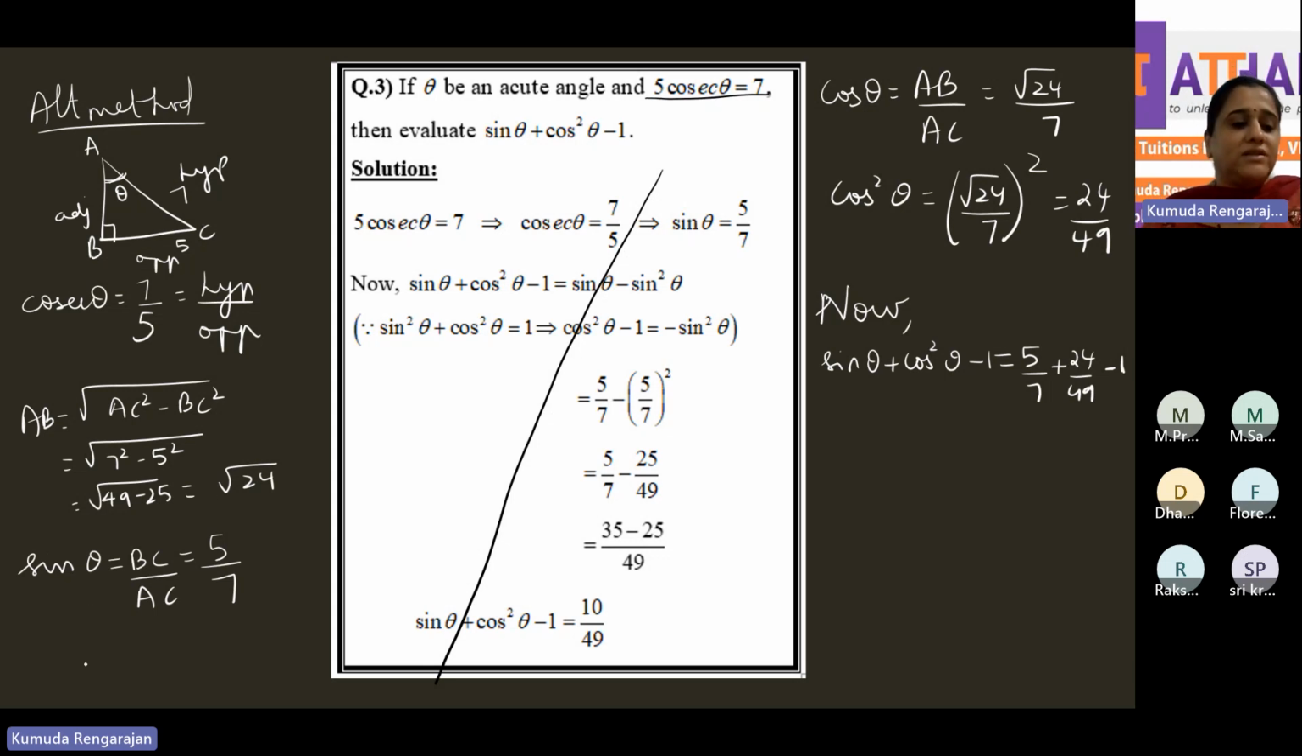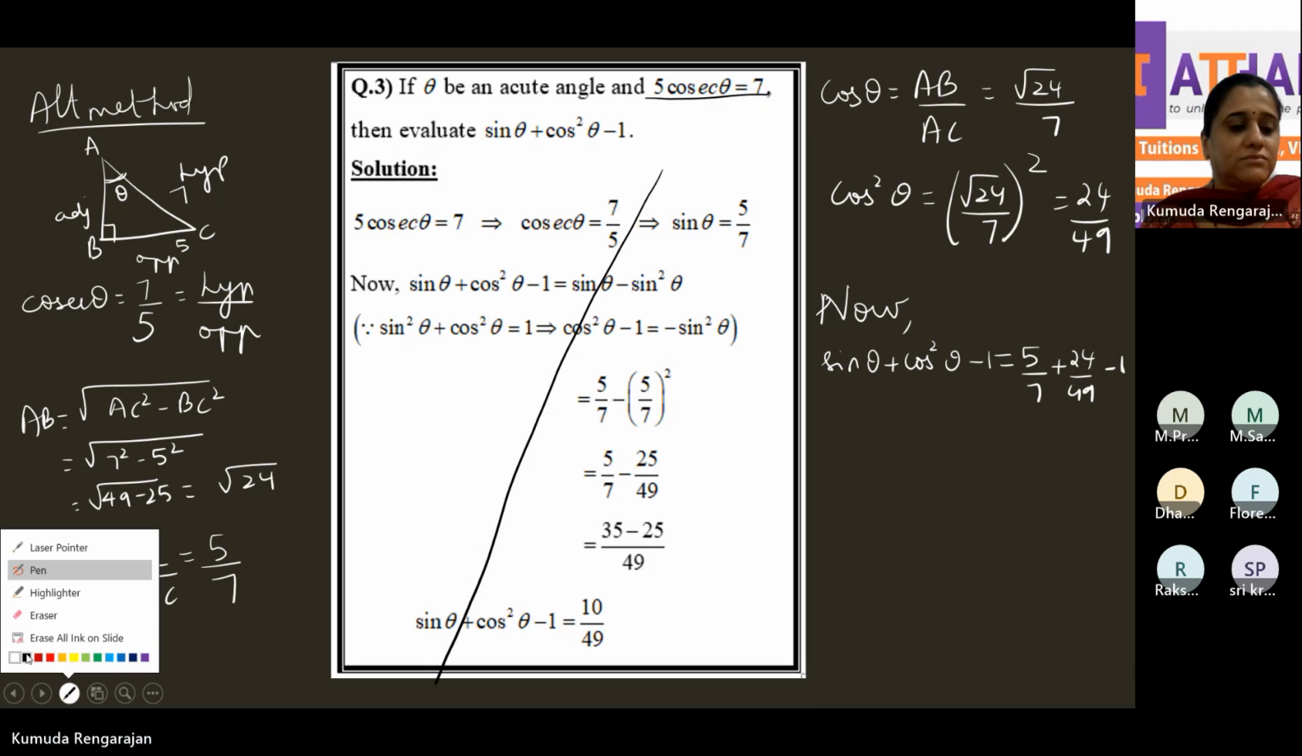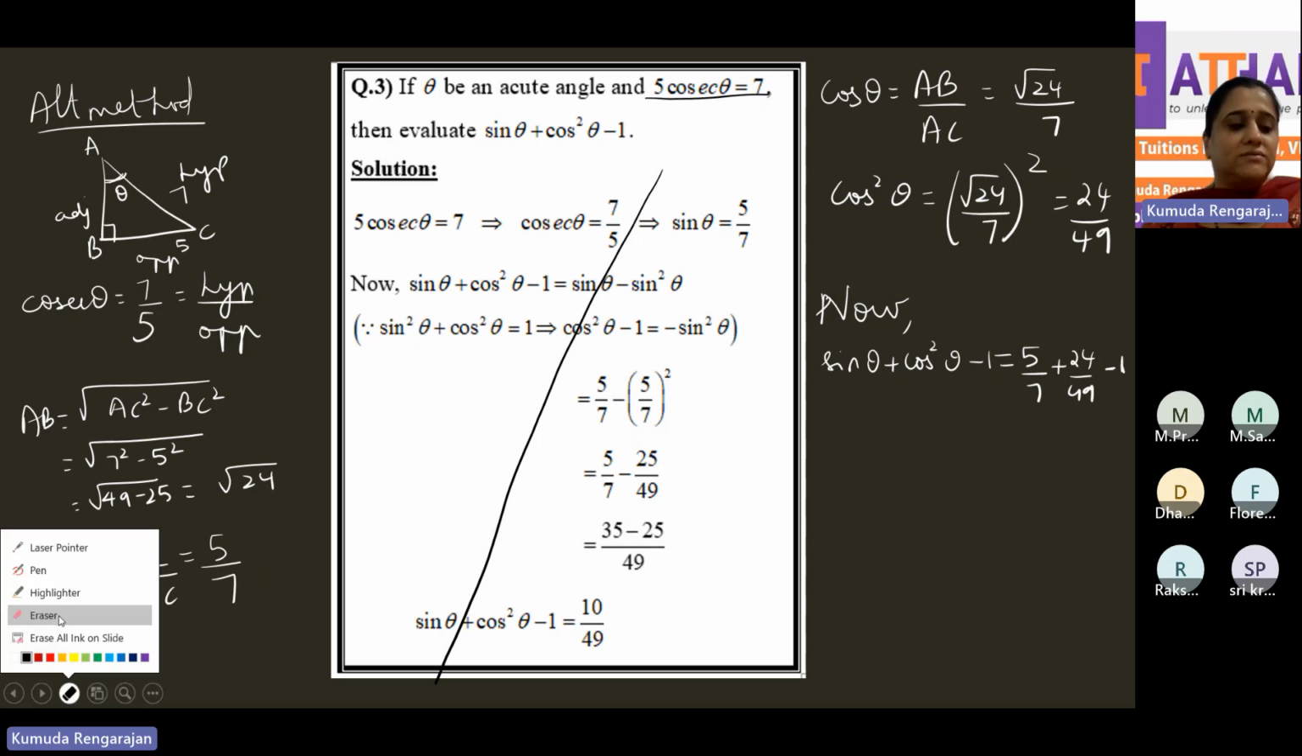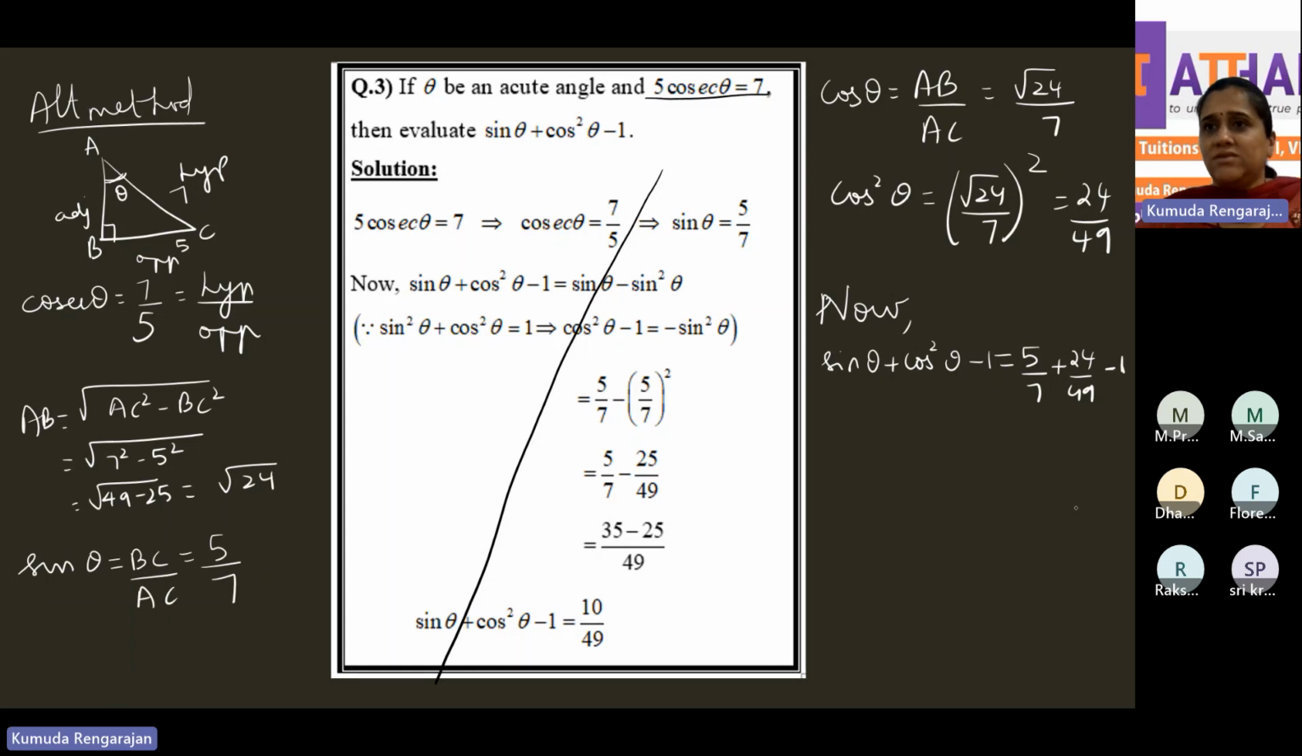And then why did we find sine theta, children? Because we have to find sine theta. Why did we find cos theta? Because we'll have to find cos square theta. So we find sine theta and cos theta, correct? And then square it to find cos square theta. Then substitute the values and simplify. I haven't simplified. You'll do that.